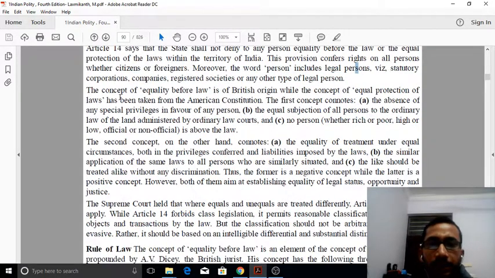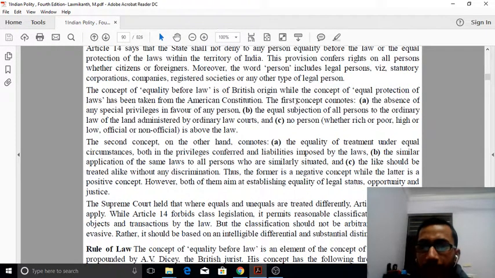So the concept of equality before law is of British origin, while the concept of equal protection of law has been taken from the American Constitution. This kind of question may come in the UPSC prelims exam. From where did equality before law come into picture? That is from British origin. While the concept of equal protection of laws came into picture from the American Constitution, right?